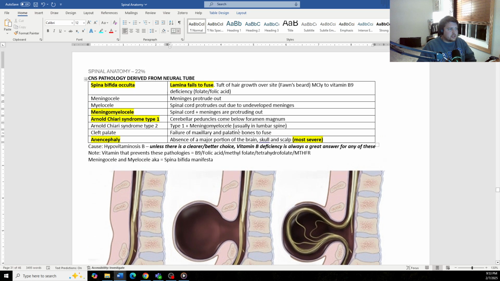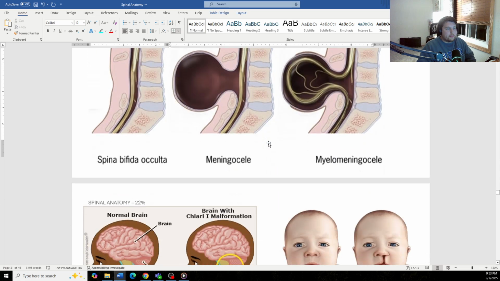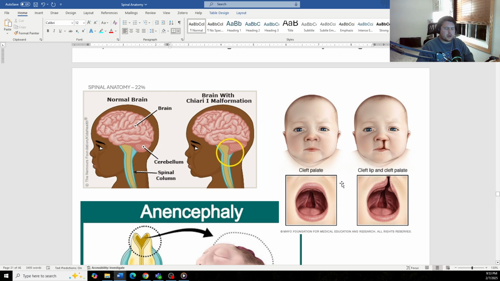Cleft palate, this is another failure of development of the neural tube. We have failure of the maxillary and the palatine bones to fuse together. This is also often seen with some of our trisomy-type disorders. I know for a fact trisomy 13 is a big one that tends to have a cleft palate. I'm not 100% sure off the top of my head right now with those other ones. In the pathology portion, we'll take a look, and if any of them mention a cleft palate, I'll make sure to point that out.